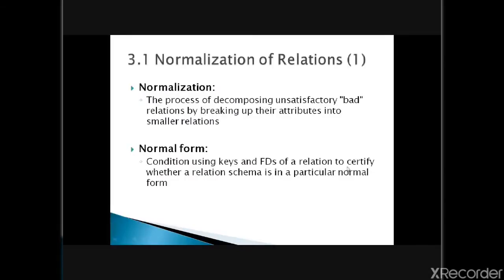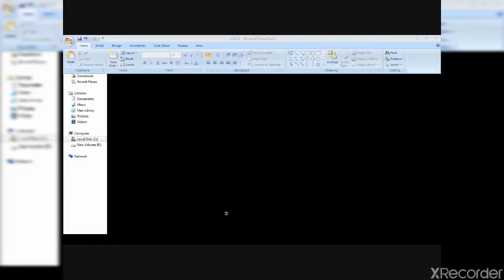The condition is checked using keys and FDs. These functional dependencies of a relation certify whether a relation schema is in a particular normal form. So for whatever process we call normalization, we say whether it is in some normal form, in some standard, or not. For that, we take the key and functional dependencies, and depending on those we say whether it is in some normal form or not.